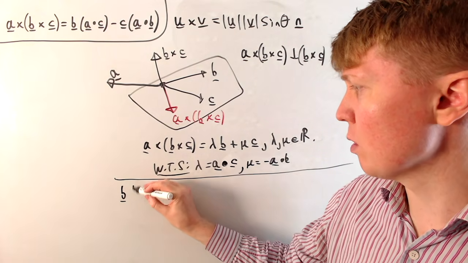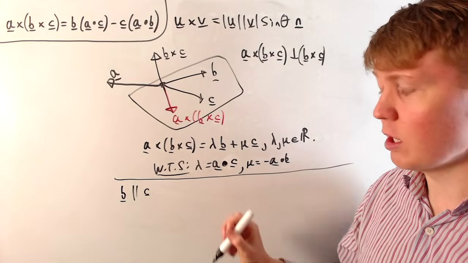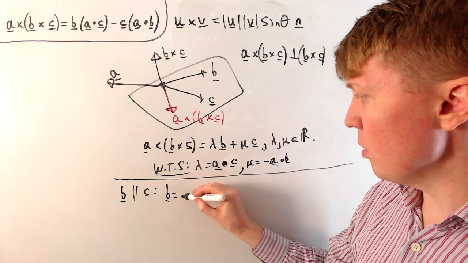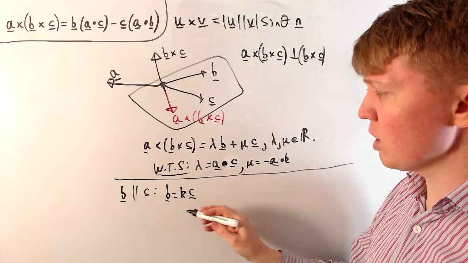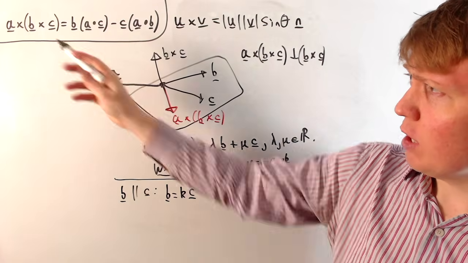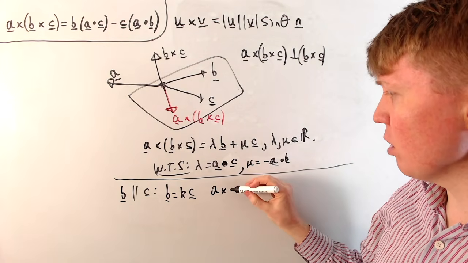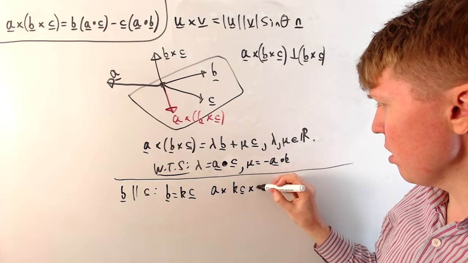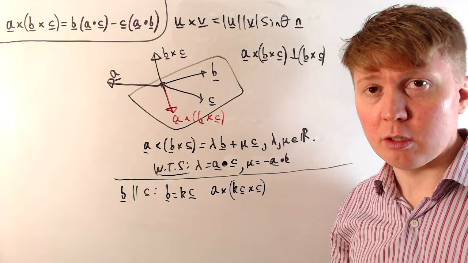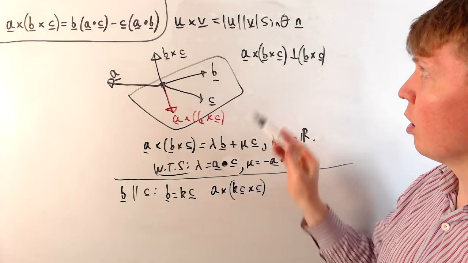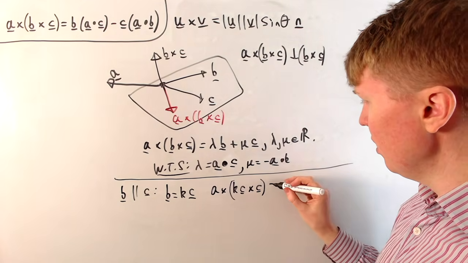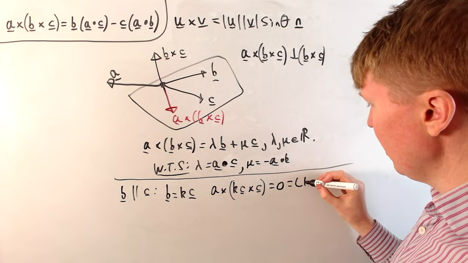If b was parallel to c, where this symbol just means that they're parallel to each other, then we can say that b is going to be equal to some scalar multiple of c, let's say k, where k is some real number. Then our left-hand side here just becomes a cross (kc cross c). But of course, if you have two parallel vectors and you take the cross product of them, this just gives you 0 because you've got sine of 0 or perhaps sine of 180 degrees. So this is equal to 0 for the left-hand side.